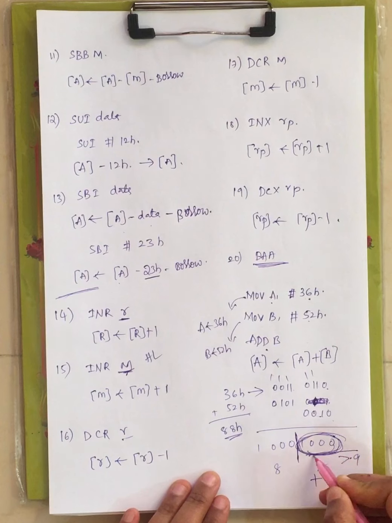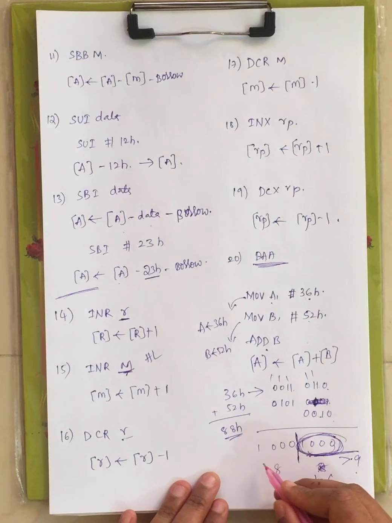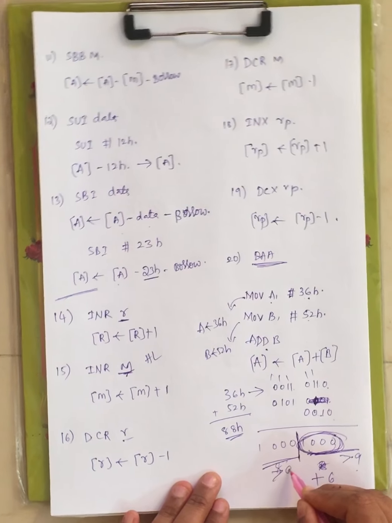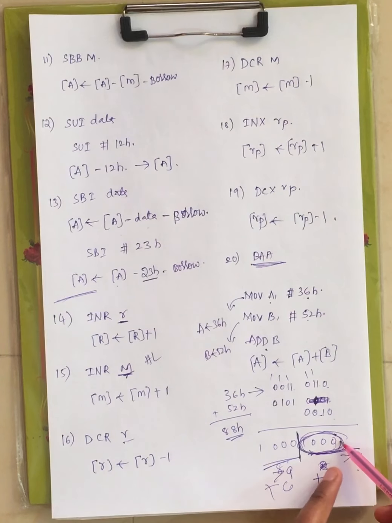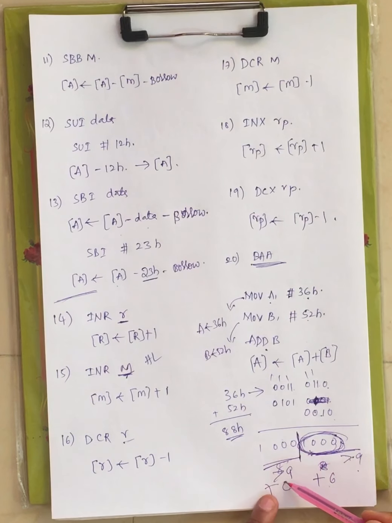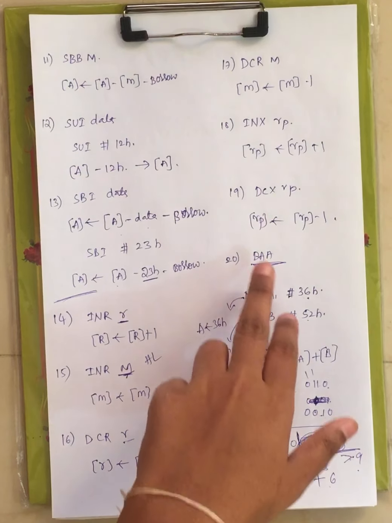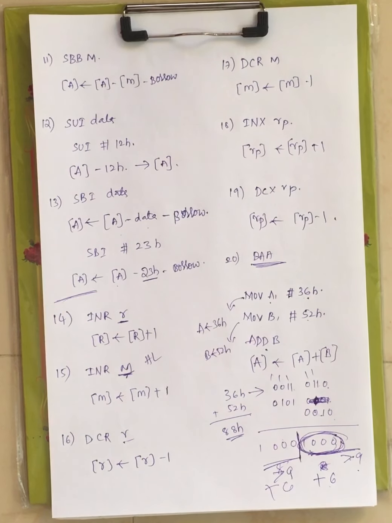If the lower order bits are greater than 9 or if the higher order bits are greater than 9, a plus 6 is added to it, right? If the lower order bit is greater than 9, a plus 6 is added to it. If the higher order bit is greater than 9, a plus 6 is added to it. Now after adding plus 6, whatever the result that we are getting is stored in your accumulator register. This is the operation of decimal adjust after accumulator.